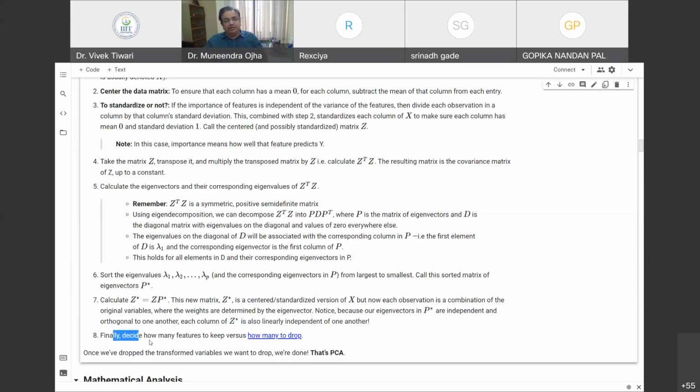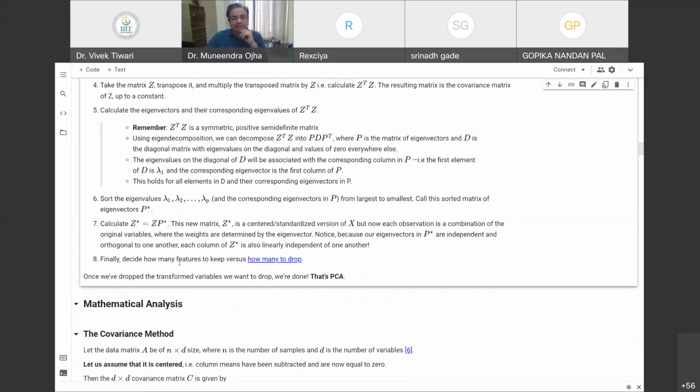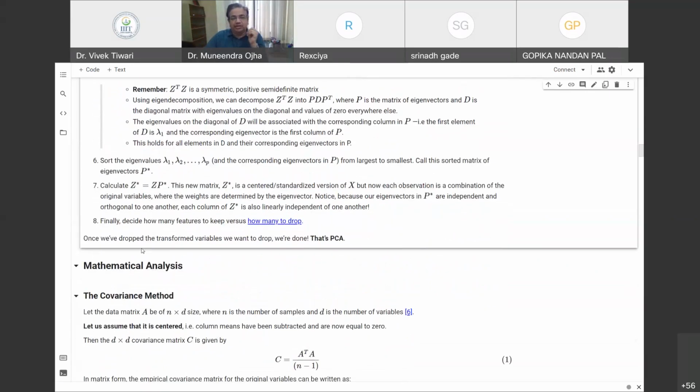Finally, we decide how many features to keep versus how many to drop. Again, there is a method to obtain how many features we want to drop, and using that method, we will identify which features we want to drop. Once we have dropped the features which are not important, the transformed matrix is the matrix with a lesser number of dimensions, and that is all about principal component analysis.